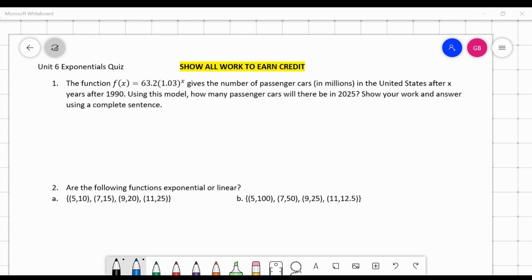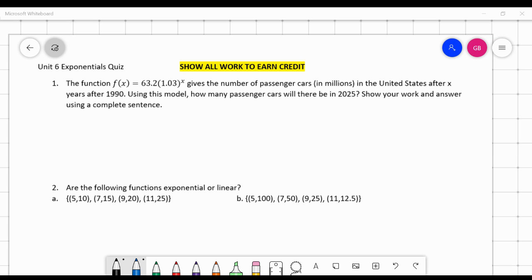Number 1, function f of x is equal to 63.2 times 1.03 to the power of x, gives the number of passenger cars in millions in the United States after x years after 1990. Using this model, how many passenger cars will there be in 2025? Show your work and answer using a complete sentence.